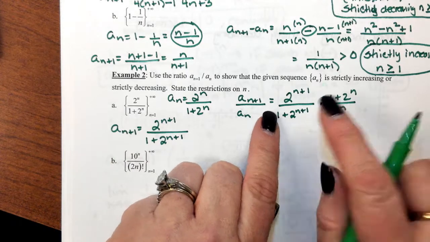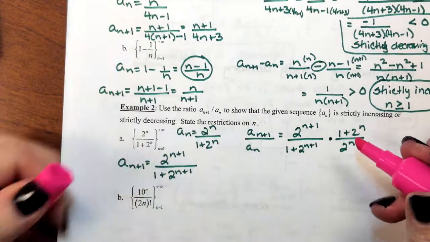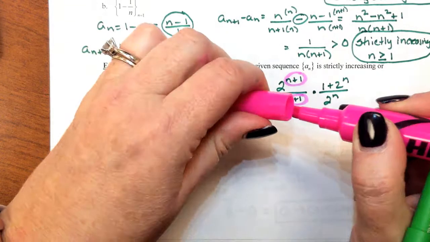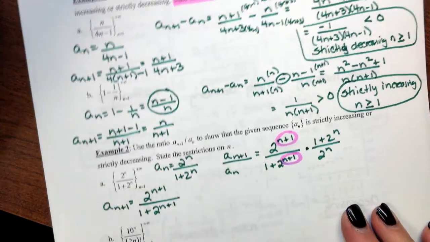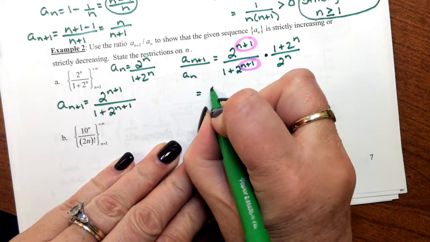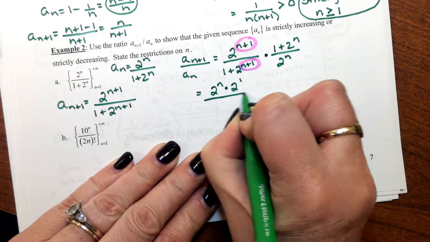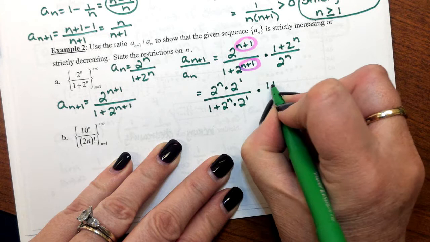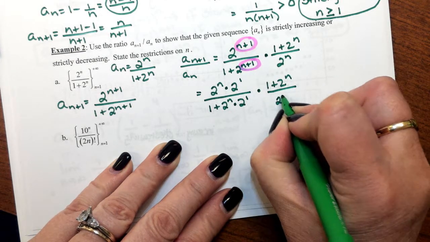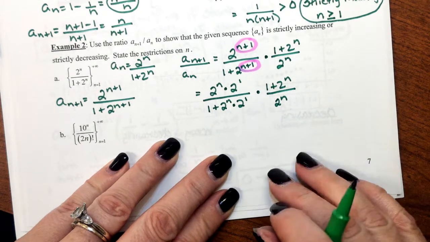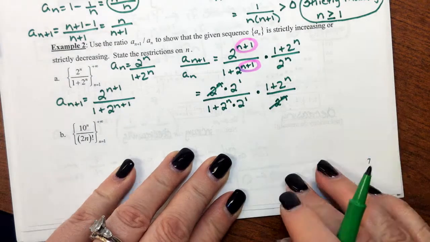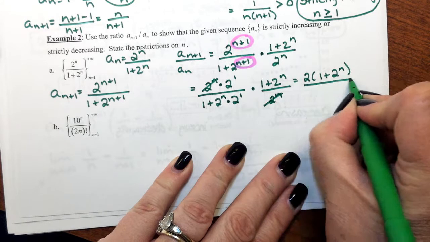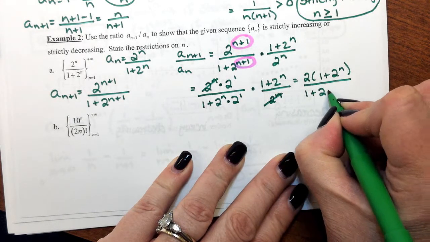Now, in order to simplify this, going back to the last unit, remember, when you see an addition sign in the exponent, you can break that up using your properties of exponents. So I can rewrite that 2 to the n plus 1 in the numerator as 2 to the n times 2 to the first over 1 plus 2 to the n times 2 to the first, times 1 plus 2 to the n over 2 to the n. So I can cross cancel those 2 to the n's. So I'm left with 2 times 1 plus 2 to the n all over 1 plus 2 times 2 to the n.